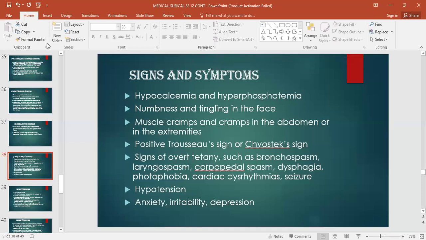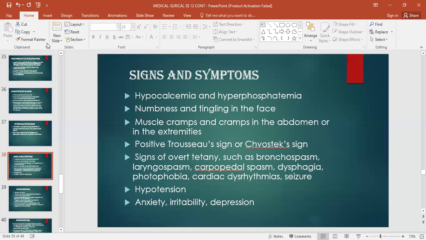So what are the signs and symptoms that we're going to see? You're going to see numbness and tingling sensation. Another thing is muscle cramps, cramps in the abdomen and in the extremities. Then there are positive Trousseau and Chvostek signs. We have talked about this before. It is even in one of your quizzes, so I will not have to explain myself again. Then there are signs of overt tetany.